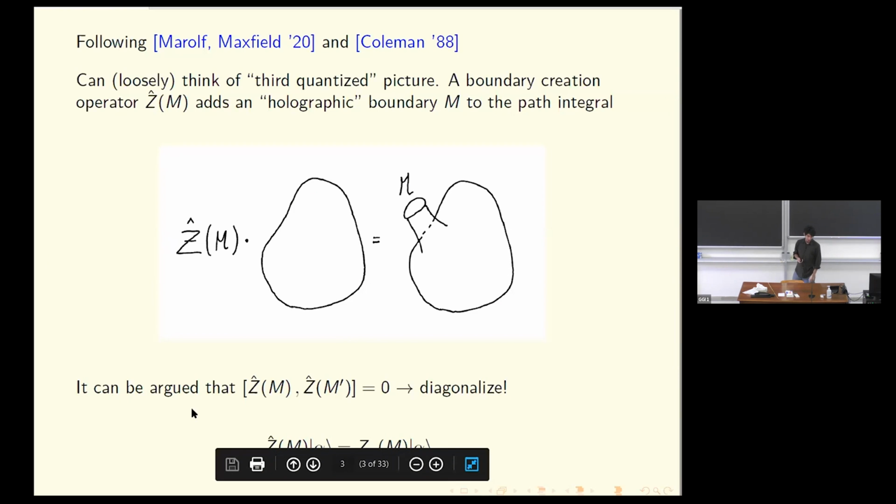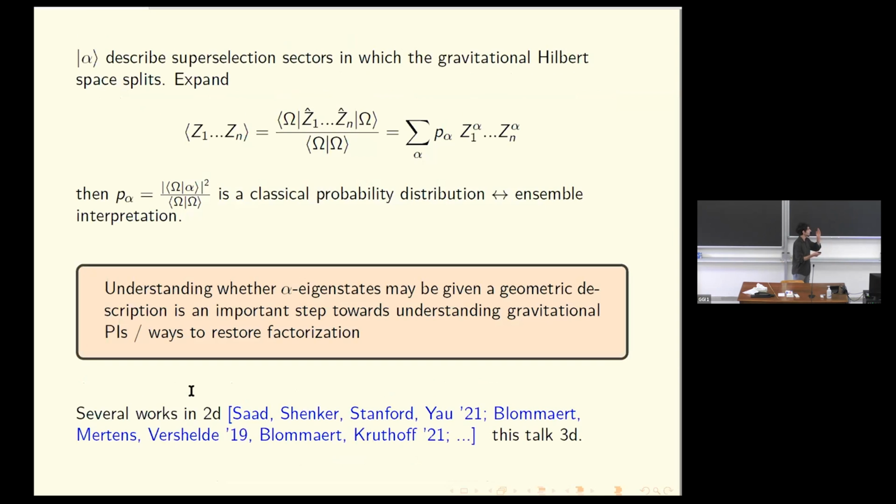So there are two cases: either there is only one alpha eigenstate or there are more. When there is more than one, you can compute some correlator of these boundary creation operators in the quantum mechanics and use a completeness relation to put this alpha basis inside. And you see that this splits as a direct sum over the alpha eigenstates of the eigenvalues with some factor which is positive definite. So if you normalize in a clever way, you get a probability density.